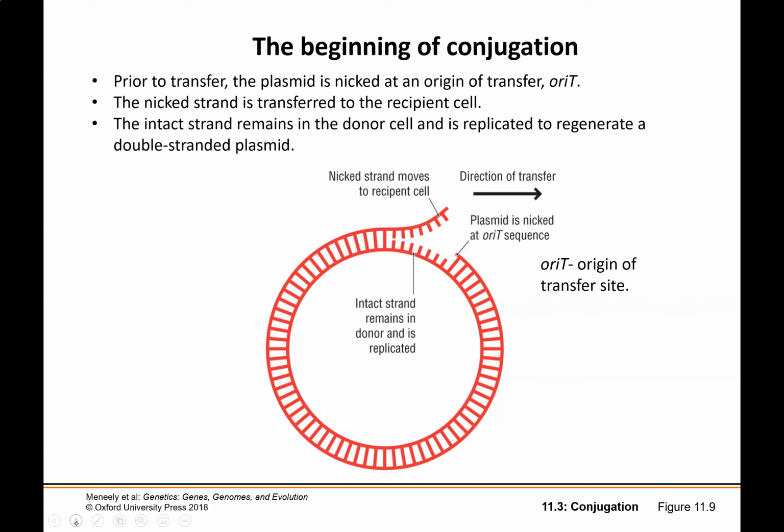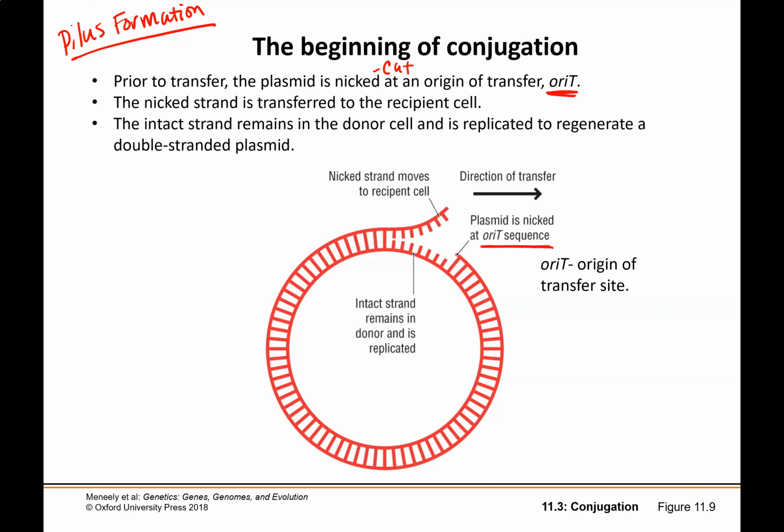All right, so prior to transfer of DNA, the first step is pilus formation. And again, those genes are encoded in the fertility factor. There's a set of genes on your plasmid. Once the pilus is formed and prior to transfer, the plasmid is nicked. Nicked means cut at what we call the origin of transfer, or the oriT site. Now, this is a specific sequence within the plasmid that is going to start the transfer of that strand.